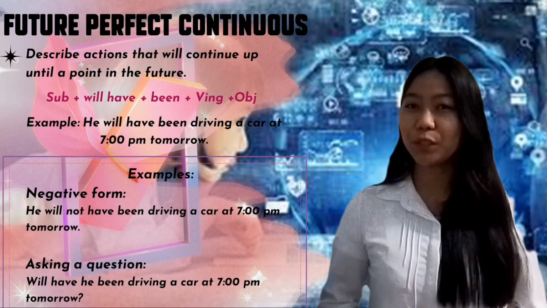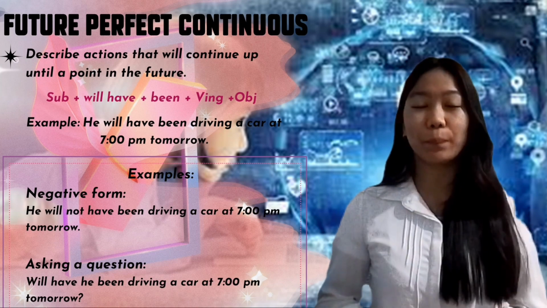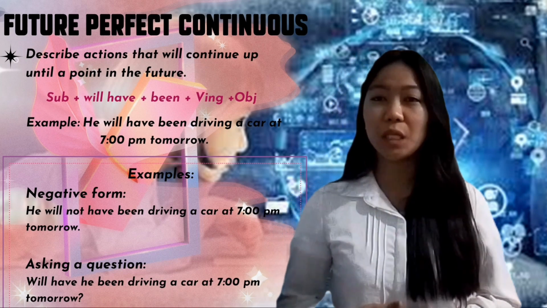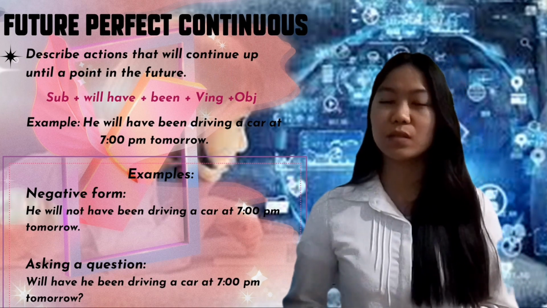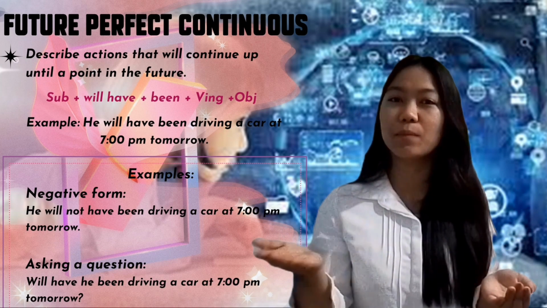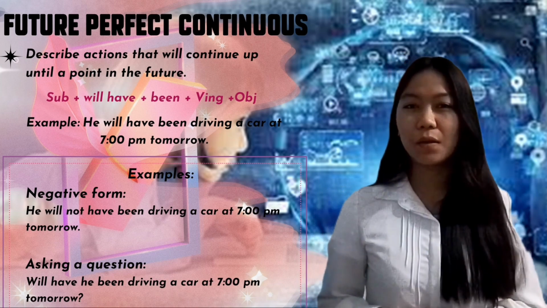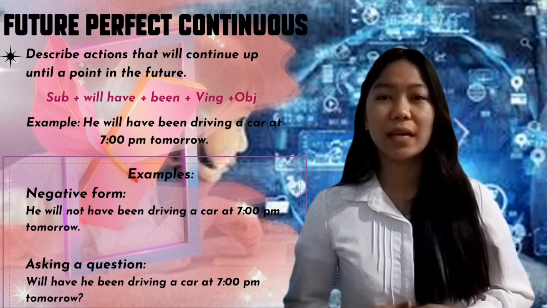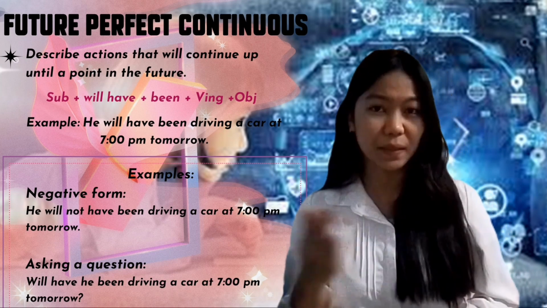Now let's talk about the future perfect continuous. The future perfect continuous is also called the future perfect progressive. It is a verb tense that describes an action that will continue up until a point in the future. It consists of will plus have plus been and the verb's present participle, or the root verb with an -ing. When we describe an action in the future perfect continuous tense, we are projecting ourselves forward in time and looking back at the duration of that activity.